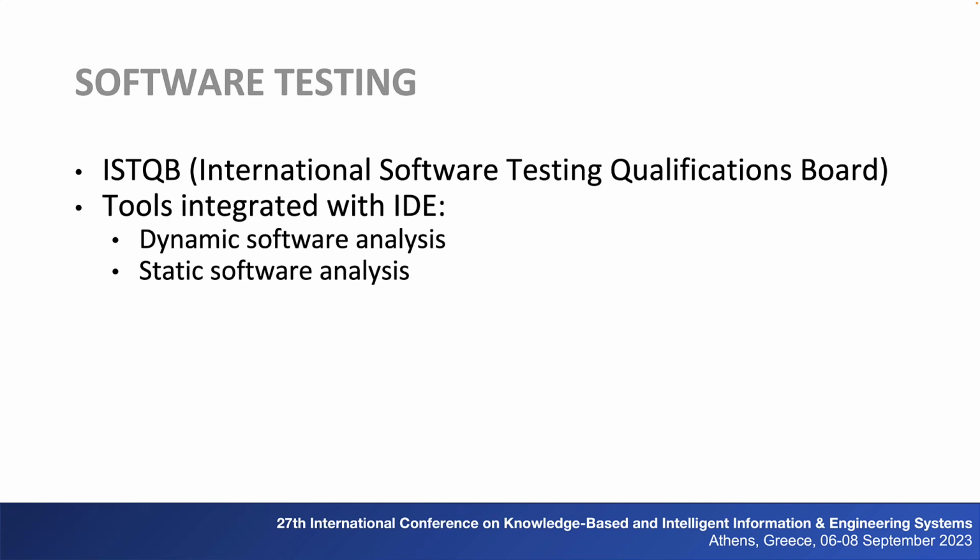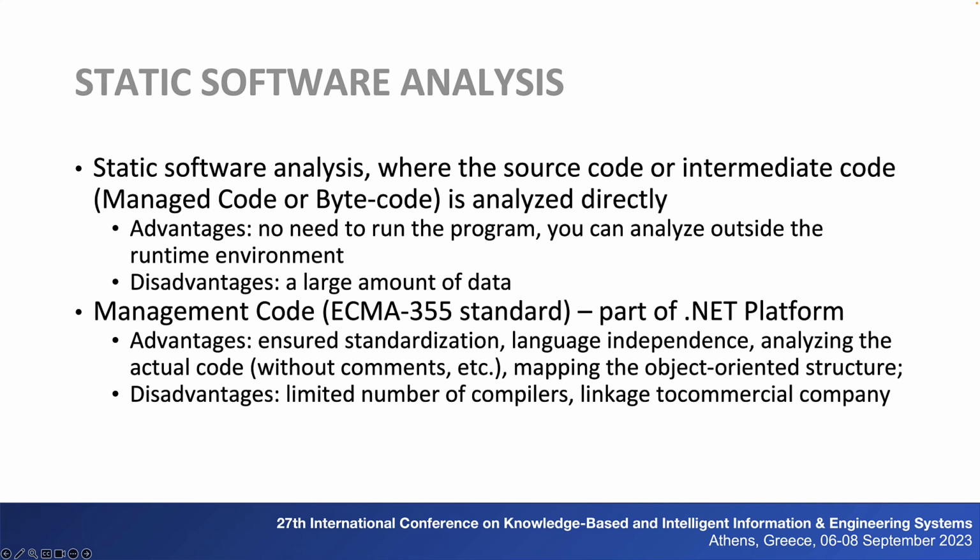These tools are based on one of two ways of analysis: dynamic, where the executable form of the application is analyzed, and static, where the code is analyzed. This presentation will discuss static analysis. As already mentioned, static analysis involves analyzing the source code directly. This has a number of advantages, including that the code can be analyzed on any machine, which is sometimes impossible with dynamic analysis, such as when trying to analyze applications for embedded systems. The main disadvantage of this approach is the large amount of data to analyze.